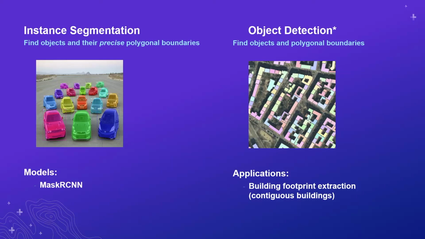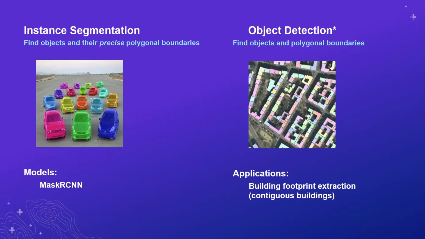Now, there's another type of deep learning model architecture. This is known as instance segmentation models. And I like to think of them as more precise object detection models in that not only can they give us the location of objects, but they do that with their polygonal boundaries. So you can see how in the example on the left, not only do we find these cars, we also find the precise boundary of each car. And in the example on the right, it could be used to find the boundaries of building footprints.